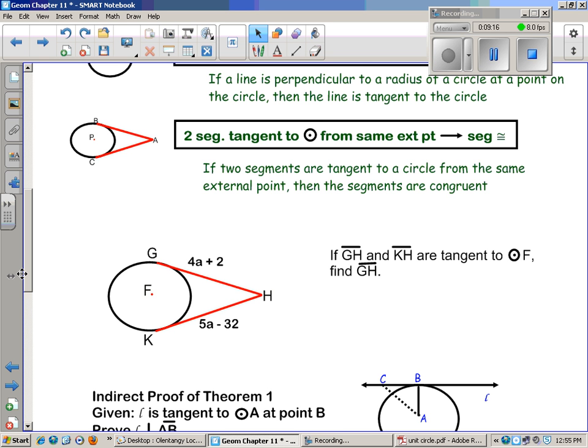Oh, shoot. All right, we'll pick this up tomorrow. Don't forget, Schoology quiz, your unit circle quiz tomorrow.